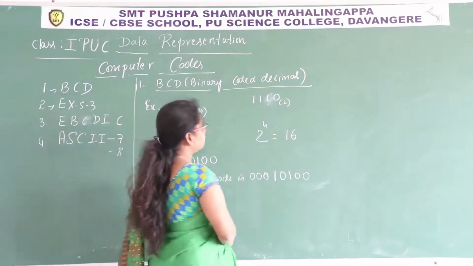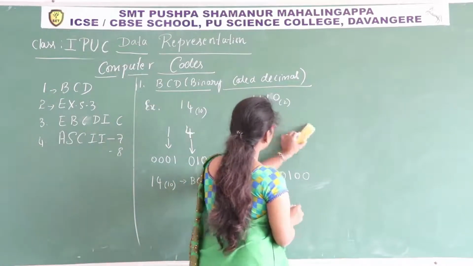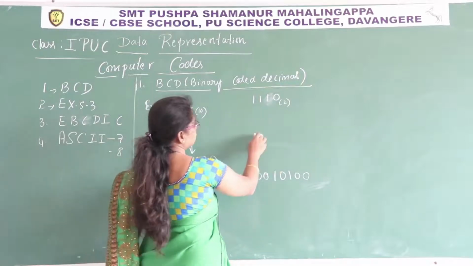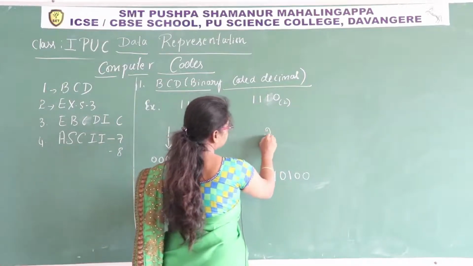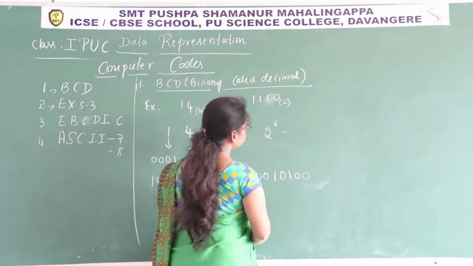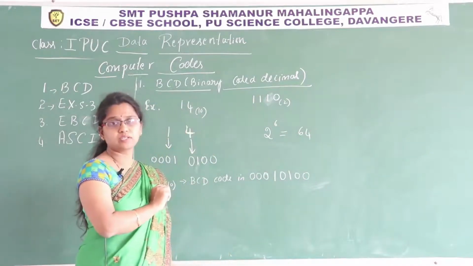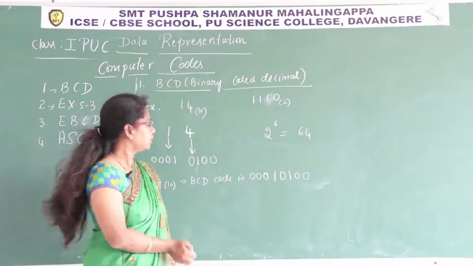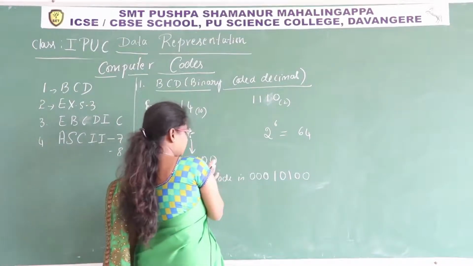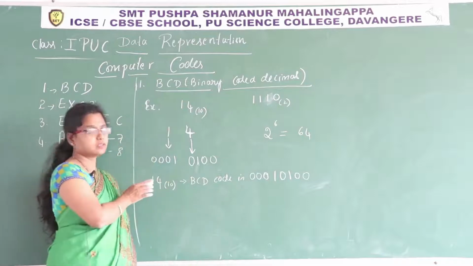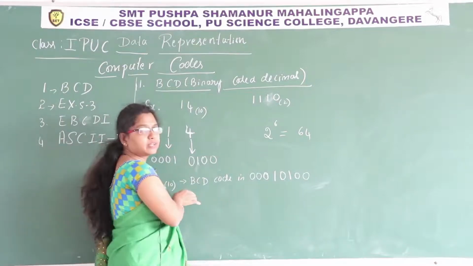If we add 2 more bits, that is, if we represent it in 6 bits, 2 to the power of 6 is 64. We will get 64 possible codes. Along with these 4 bits, we will use zone bits to represent this binary coded decimal.